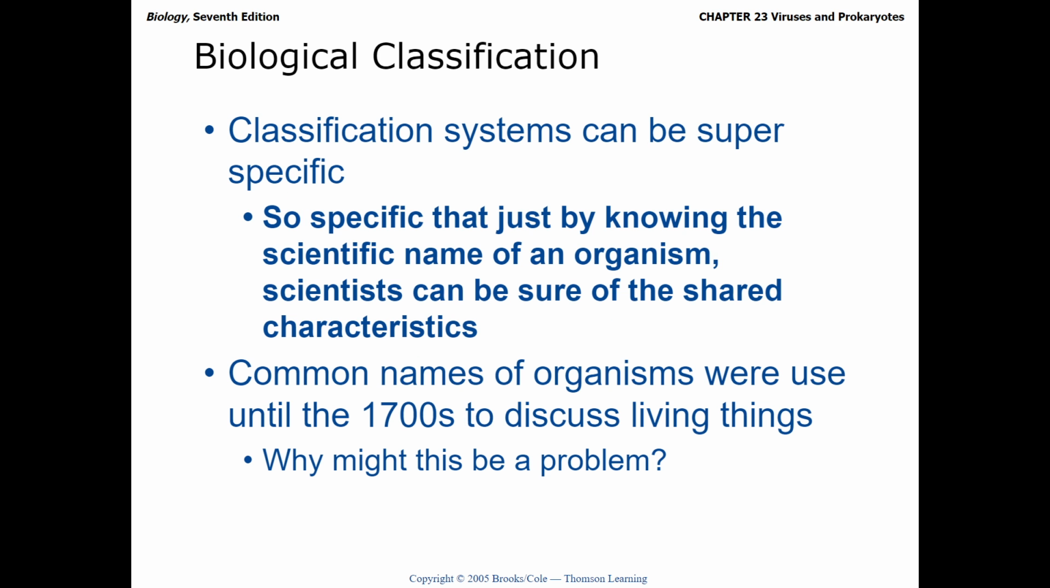Some classification systems are super specific, not simple. They're so specific that just by knowing the scientific name of an organism, scientists could be sure of its shared characteristics with others of the same species. Common names of organisms were used until the 1700s to discuss living things, but that could be a problem. Using common names for a certain area, something that might be considered colloquial, like here in the South, we might say roly poly for a pill bug, can be very confusing in a different area that doesn't use that terminology.